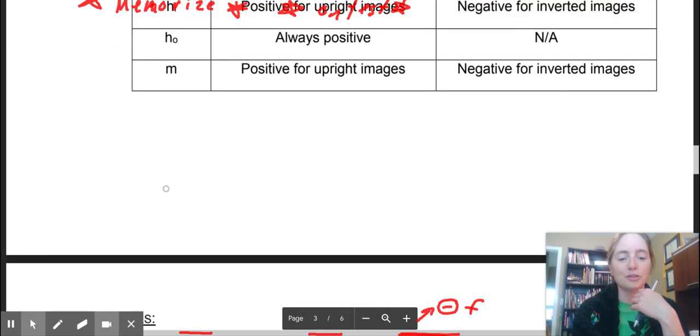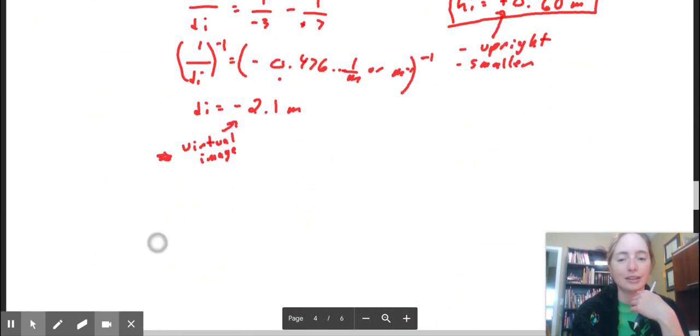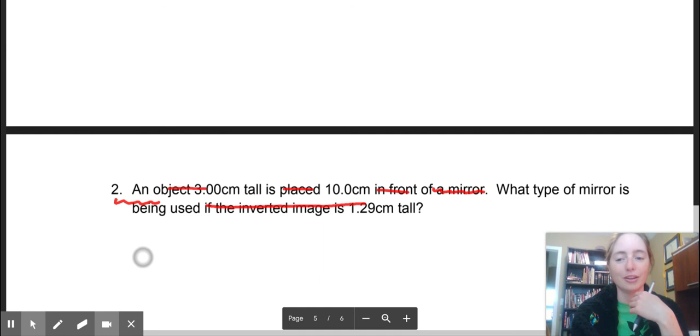scroll down to the question. Come on, computer. You can do it.